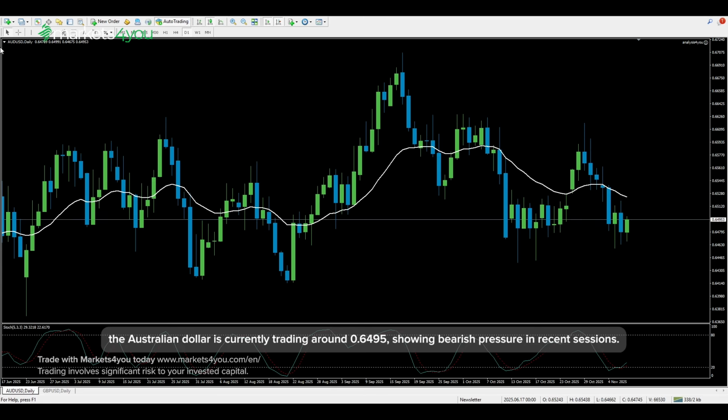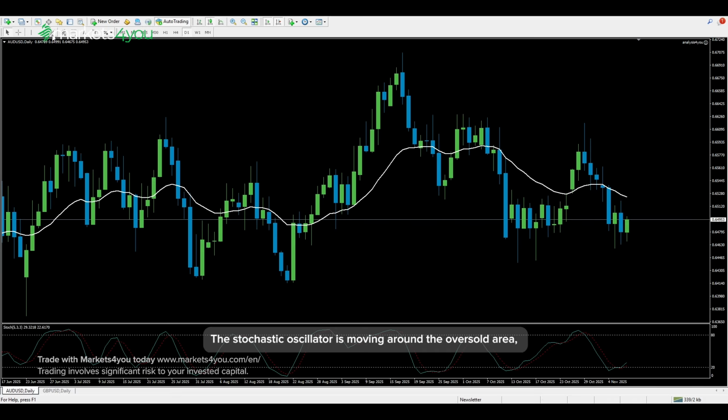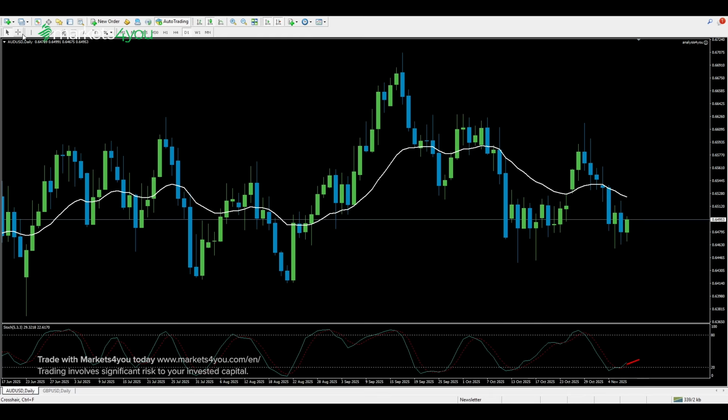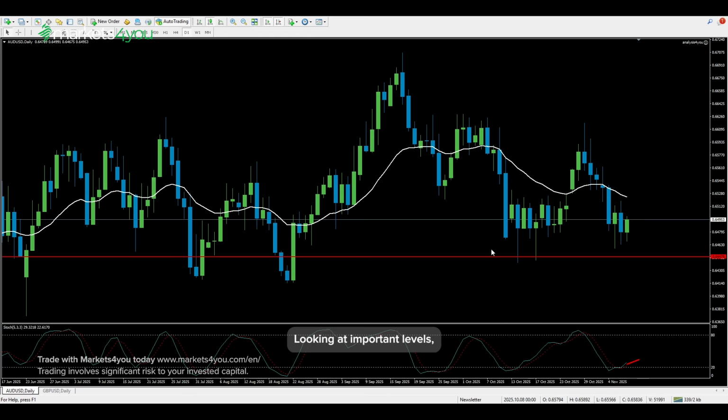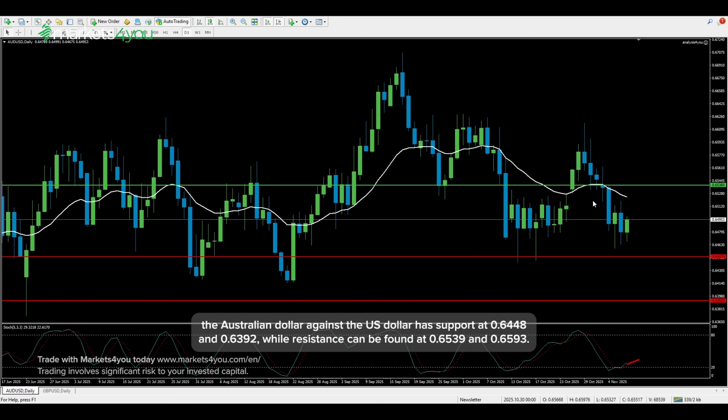0.6495, showing bearish pressure in recent sessions. The price is moving below the 20-day moving average, confirming the downward trend. The stochastic oscillator is moving around the oversold area, suggesting potential for a bounce, but the overall momentum remains bearish. Looking at important levels, the Australian dollar against the US dollar has support at 0.6448 and 0.6392, while resistance can be found at 0.6539 and 0.6593.